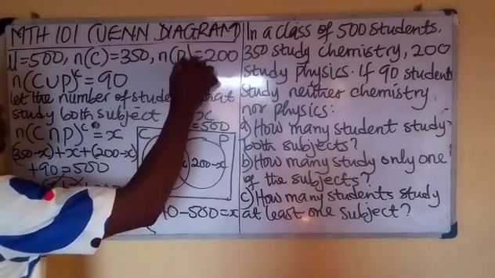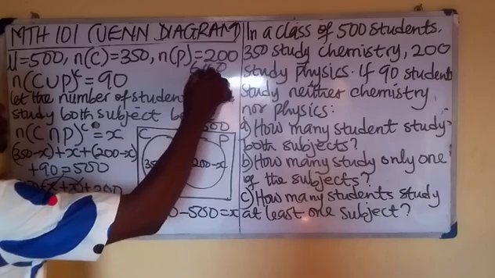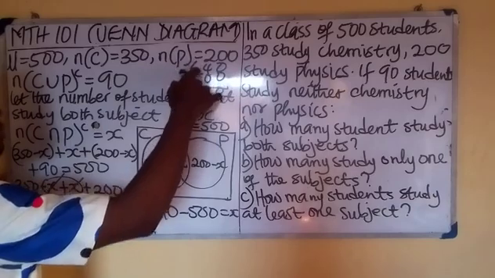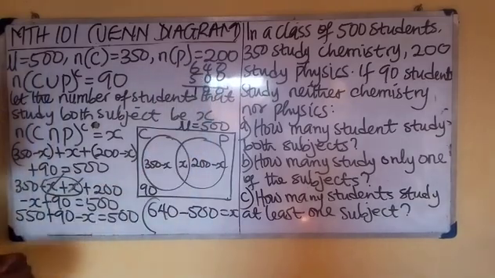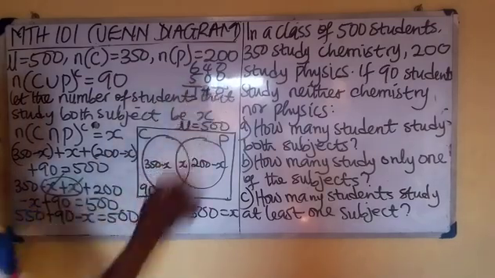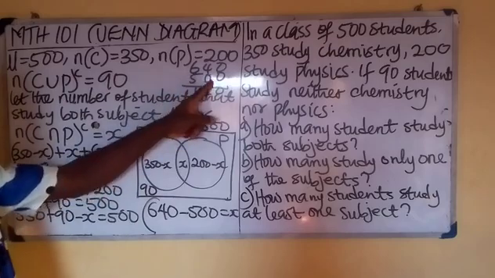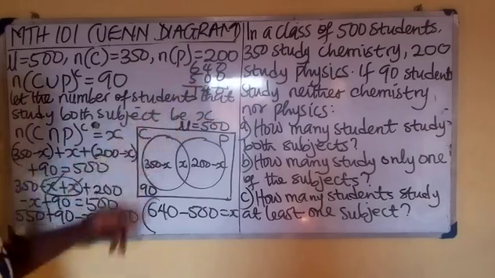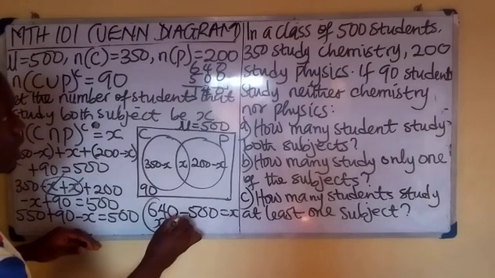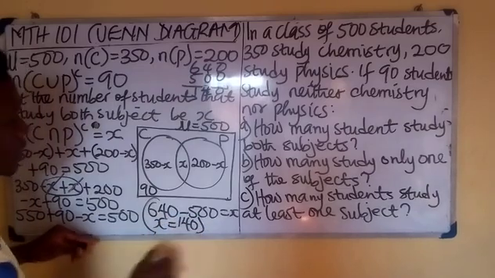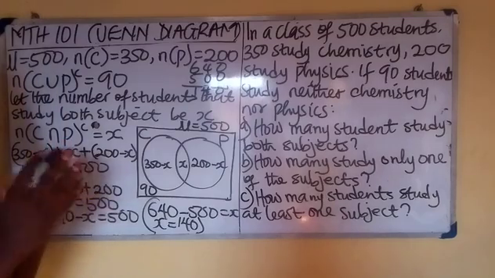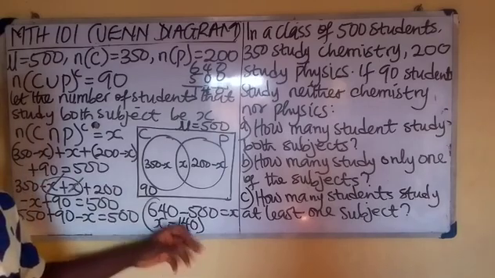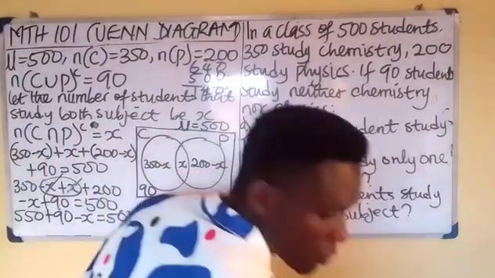Okay, let us try it. 640 then 500. 0, 0. Then 6 minus 5, I have 1. Okay, sorry, 4. So 640 minus 500, 0. 4 minus 0 is 4. 6 minus 5 is 1. So the value of x becomes 140. It therefore means that the number of students that studied both subjects is 140. All right, 140. So please take note of that.